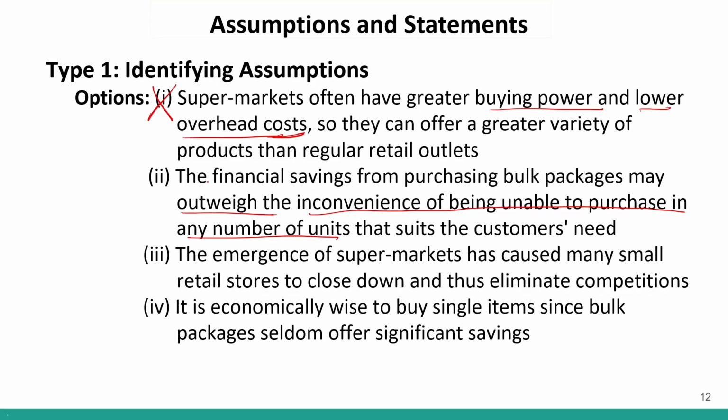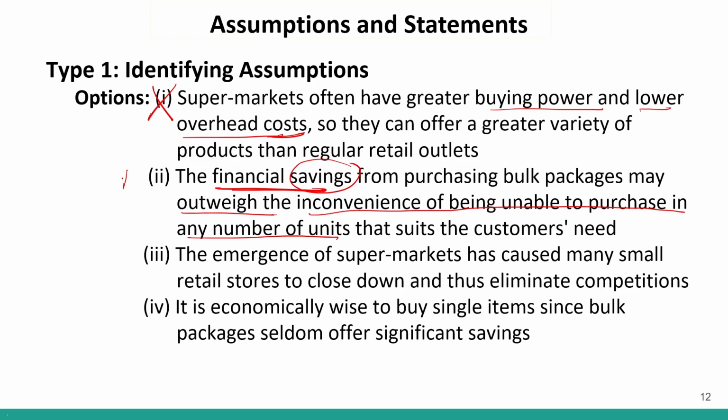This particular statement says that the people who buy from a supermarket have certain financial savings, and for the consumers, these savings are more important than the inconvenience of being unable to purchase in any number of units, because in bulk you have to buy in packages, you have to buy in fixed numbers. For these customers, savings is more important than being able to buy any number of units.